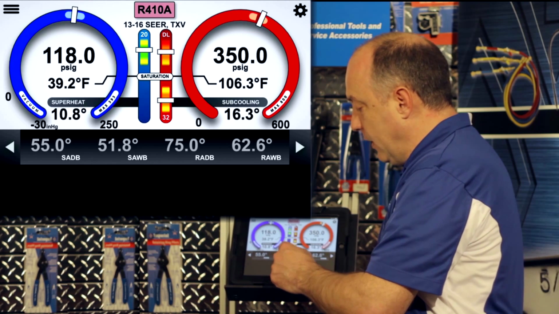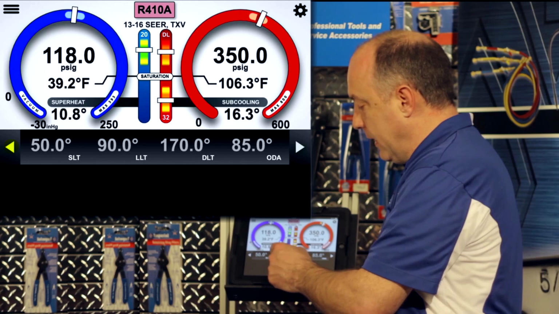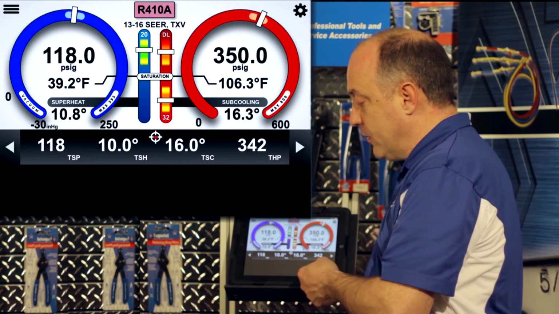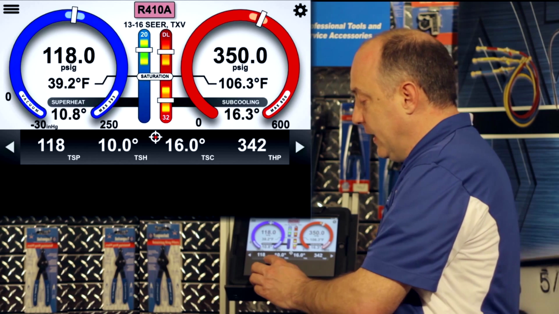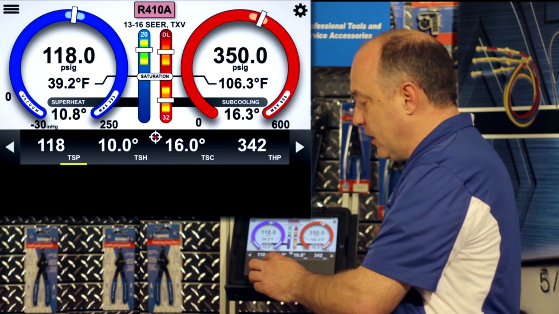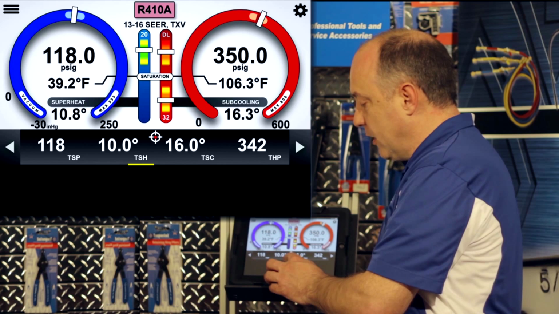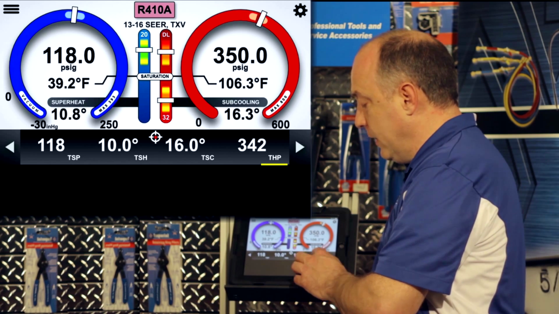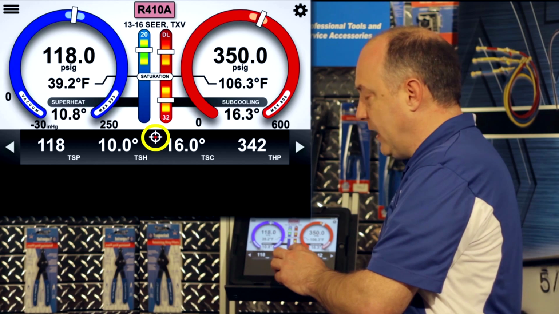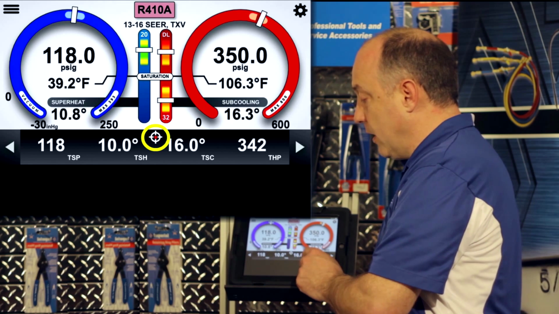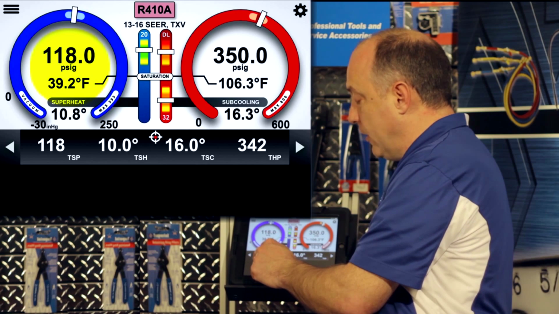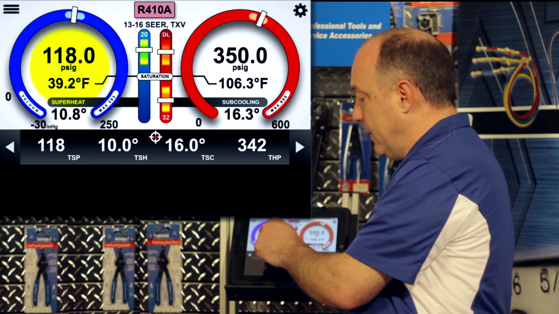Now if I scroll to the left here, I'm going to scroll to the right one more time, and this loops around so you can get to it either way. You'll see that now I have TSP, target suction pressure, TSH, target superheat, target subcooling, and target high pressure showing, and that target symbol in the center is indicating these are what the targets are. So my 118 is exactly lined up, and that's a 118 pound target, and I'm 118.0.